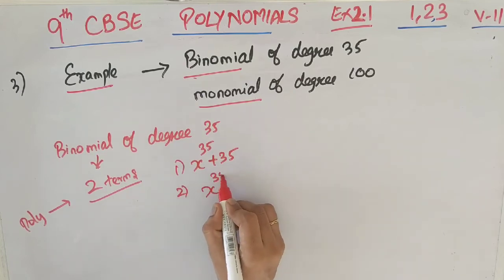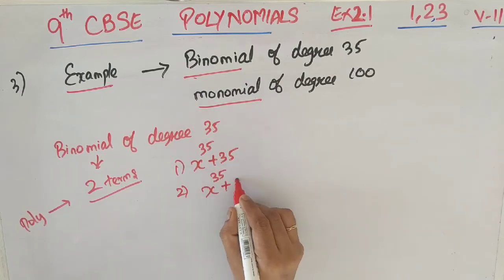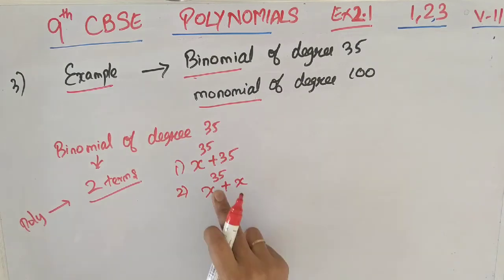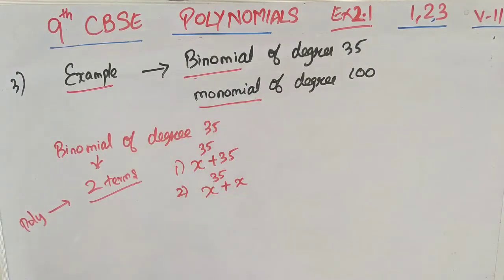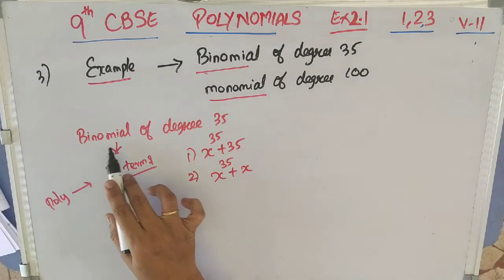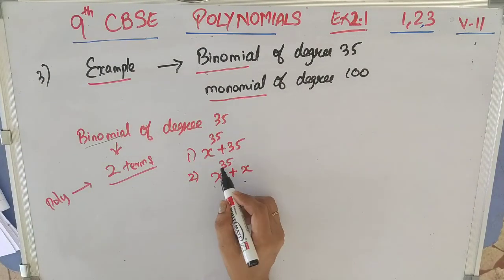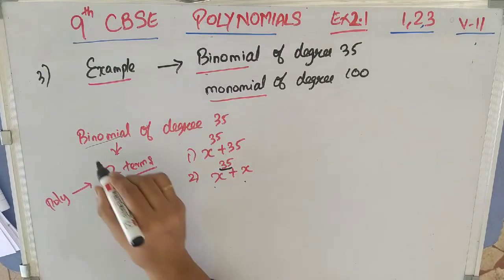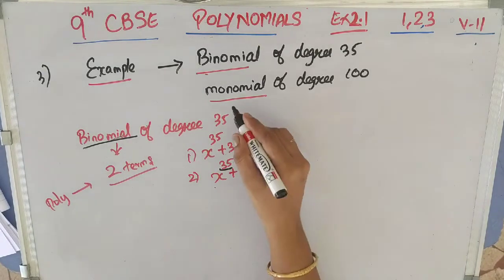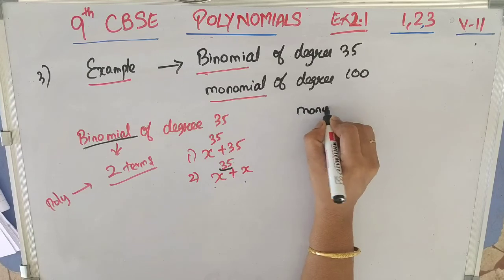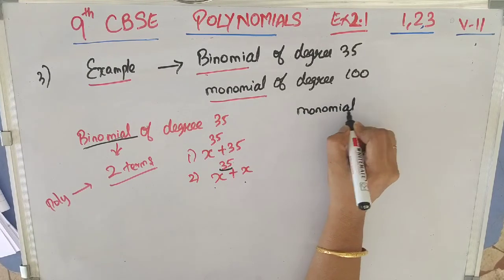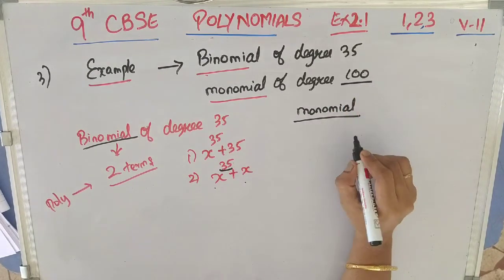X power 35 plus 35. X power 35 plus x. So these are the examples for binomial with degree 35. Clear? So degree 35 means the binomial's highest degree should be 35. Okay? And it should have 2 terms.